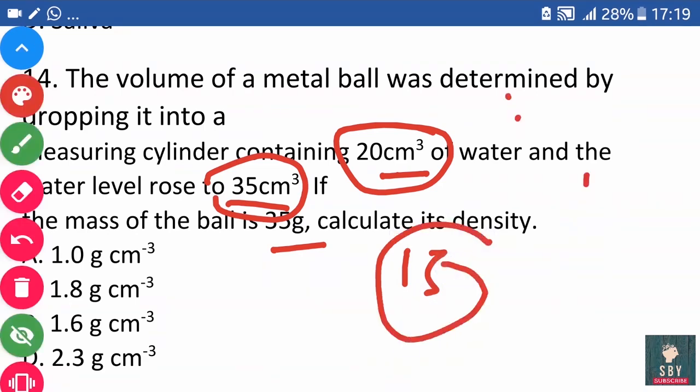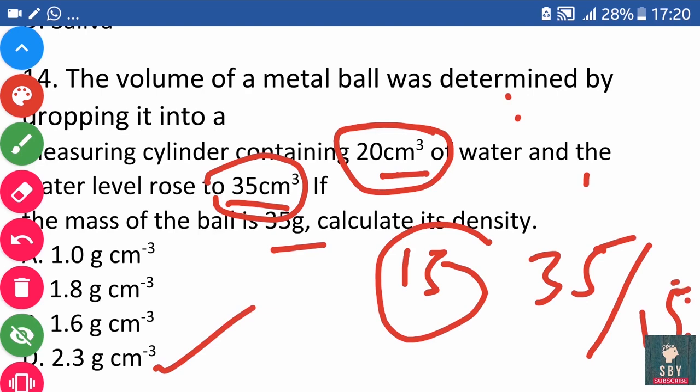Now density is mass over volume. So 35 divided by 15. When you do the division very well, you are going to get 2.333. So the answer is D.